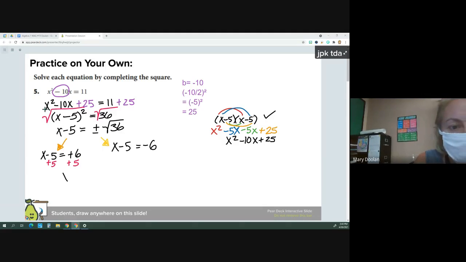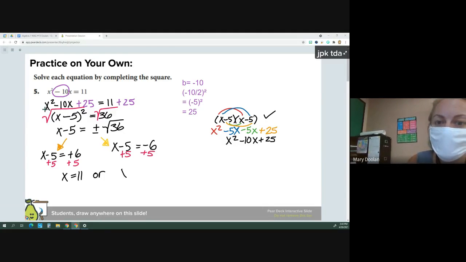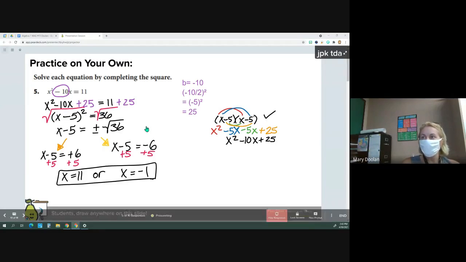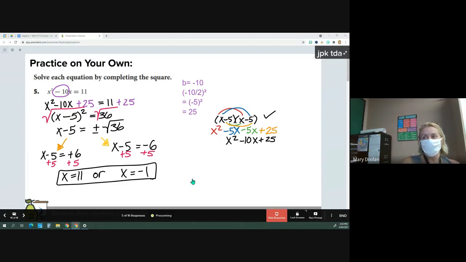So x is equal to 11, or adding 5 to both sides here, x would be equal to -1. Okay, so ask questions if you want me to clarify something.